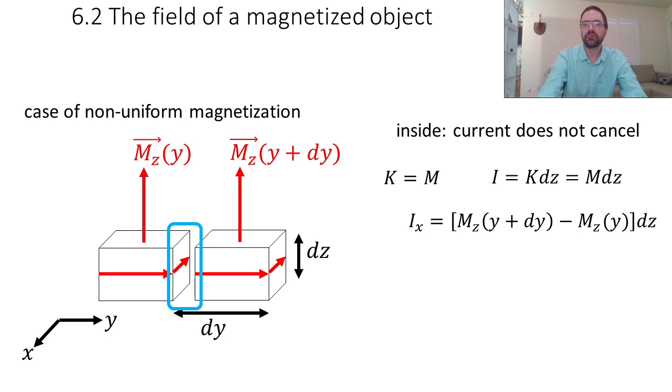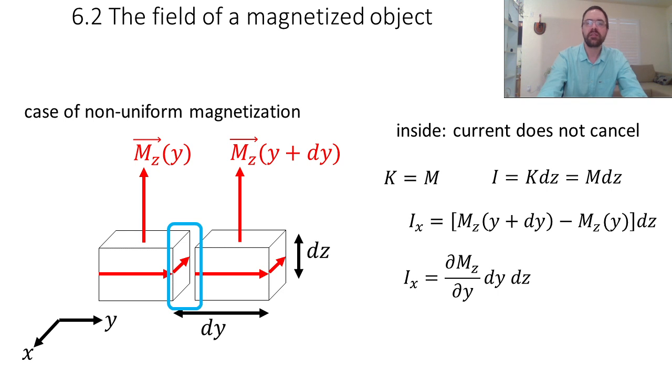Now here we have two currents to add. So the current Ix is equal to Mz at y plus dy minus Mz at y, times dz. Again, this is because we sum up the contribution from the two blocks. One is positive, the other one is negative. And because the magnetization is not uniform, the contributions don't cancel each other.